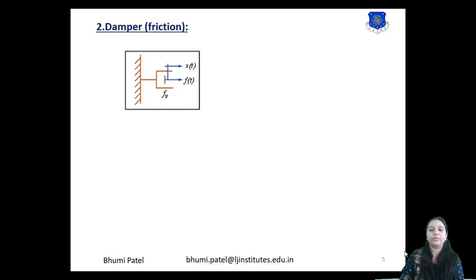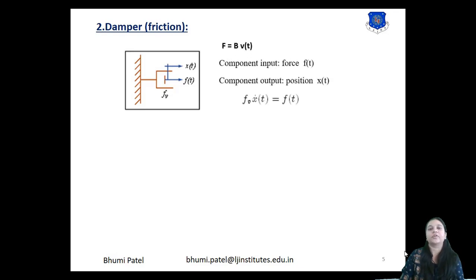There are three types of friction: viscous friction, static friction and Coulomb friction. So here f = B v(t), where f is the viscous friction force and B is the viscous friction coefficient. Here the component input is force f(t) and the component output is position x(t). So the final equation is force f(t) = B ẋ(t).